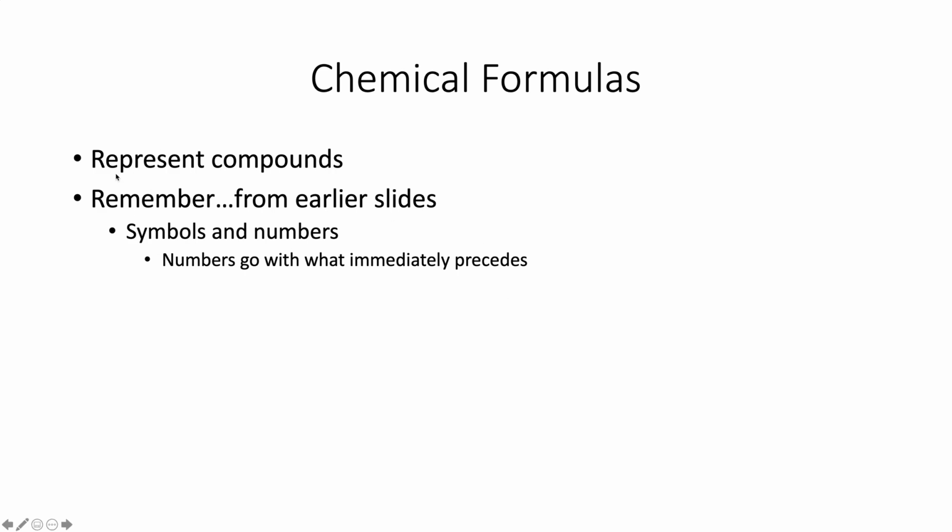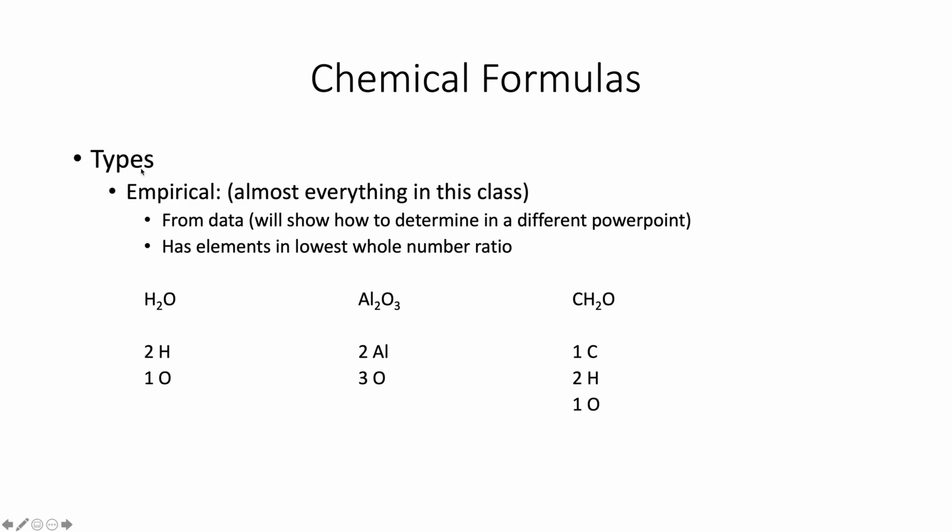So chemical formulas, as I said, represent compounds. The smallest piece of a compound is a molecule. And there are symbols and numbers, and the numbers go with what immediately precedes the number, and we don't bother to write a 1. There are a couple different types of formulas. There's what's called an empirical formula, which is pretty much almost everything we're going to do in this class. And empirical means from data.